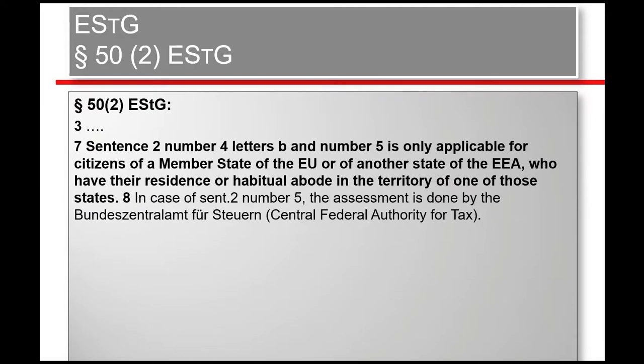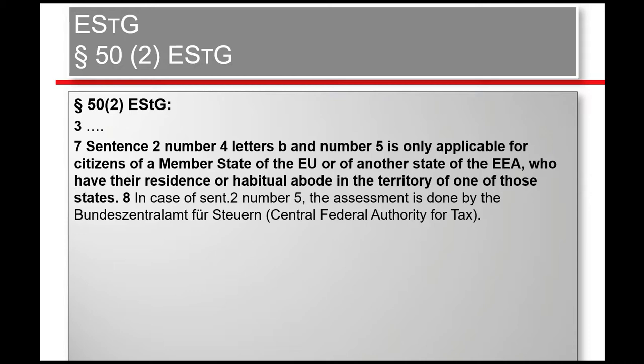Now, we see a sentence 7. Sentence 2, number 4, letters B and number 5. Number 5 was our case. 52, number 5 was the right of a limited taxpayer to apply for an assessment with the remunerations for supervisory board membership is only applicable for citizens of a member state of the EU or of another state of the EEA who have their residences or habitual abode in the territory of one of those states.